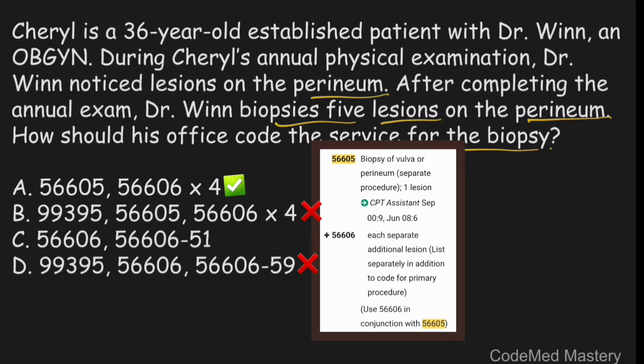We'll eliminate option C because they have mentioned the add-on code 56606 twice with modifier 51. But we have to mention the parent code, that is for the first lesion. Right. So we'll eliminate option C. Option A is the right answer.